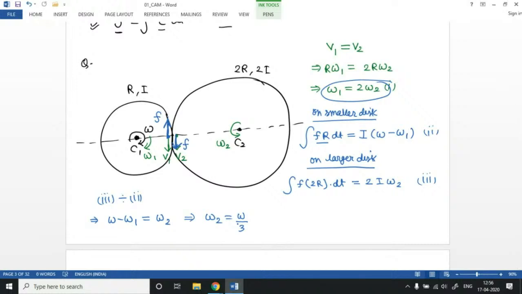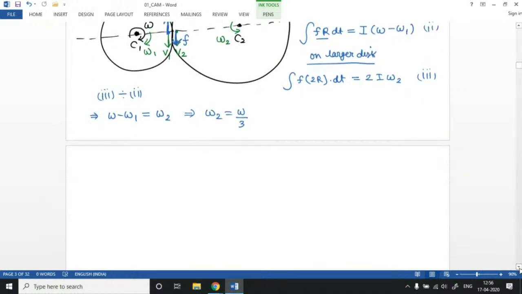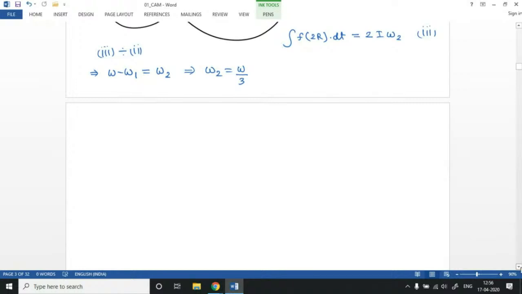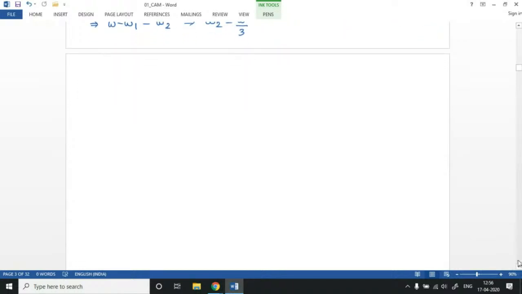So that is how we could have approached this problem. So this was one problem of the angular impulse momentum theorem. Let's have another problem of the same nature. This is also quite an interesting and very regular problem that I am going to discuss here with you.